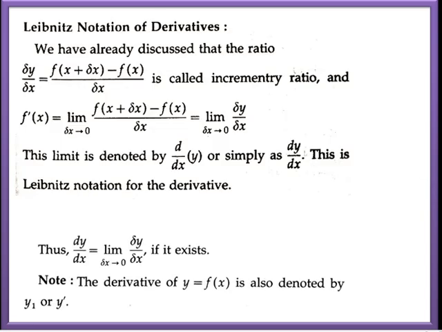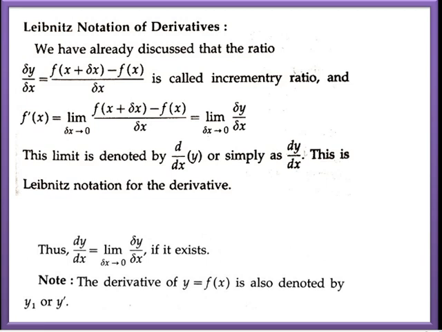Now this is an important notation for the derivative suggested by the German mathematician Leibniz. See, what is delta y by delta x? We can show that it is f of x plus delta x minus f of x upon delta x. This ratio is called an incremental ratio, and f dash of x is what? The limit of f of x plus delta x minus f of x upon delta x as delta x tends to 0. That is, the limit of delta y upon delta x as delta x tends to 0.